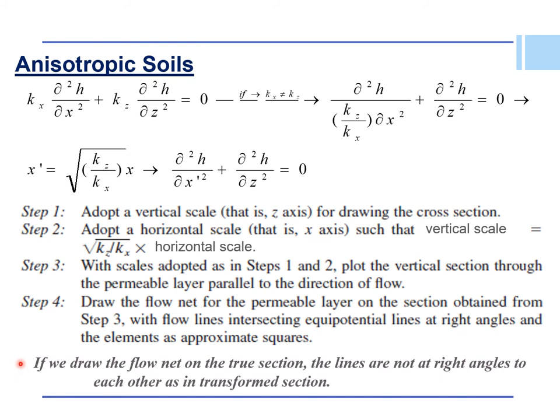If we draw the flow net on the true section, the lines are not at right angles to each other as in the transformed section. So in step 2, basically we are considering the transformed section, and on that transformed section the flow net is to be drawn in this case.